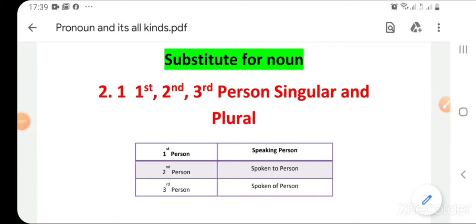Let's take an example. I am talking to you about a topic. Here I is one speaker, thus first person singular. You is person spoken to, thus it is second person. It can be used for both singular and plural. We are talking about something and that is one. Thus it's third person singular.